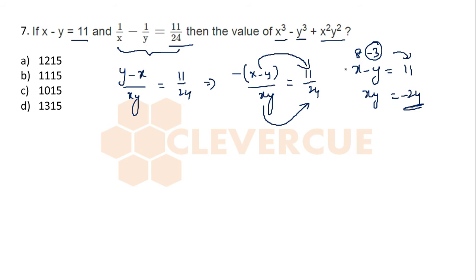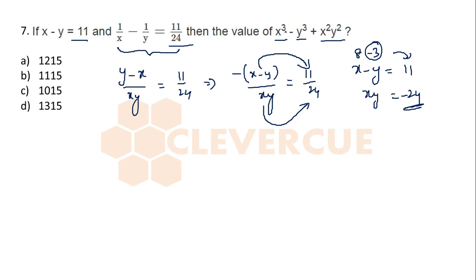If you cannot guess this, then you have to cube this and find the value of x cube minus y cube separately, and then you have to substitute the value of x square and y square over here. But these numbers are very easy to guess, so that is the reason why we could write the value of x as 8 and the value of y as minus 3.